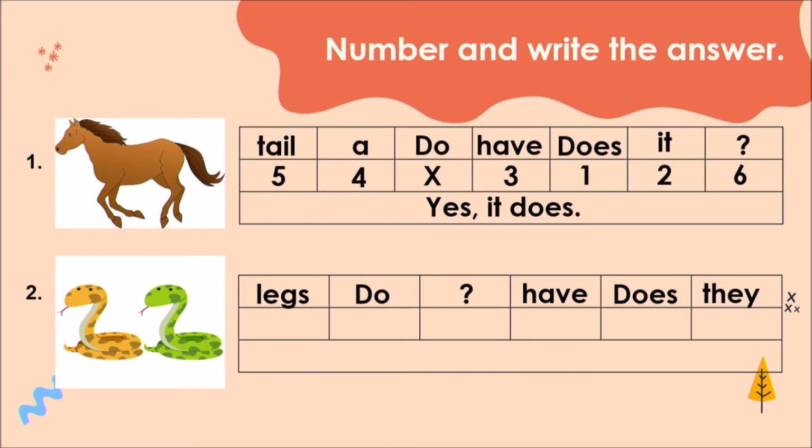That's why you cross the do. Does it have a tail? And then, the last one would be the question mark. That's why it is number 6. Okay? Then, for the answer, yes, it does.